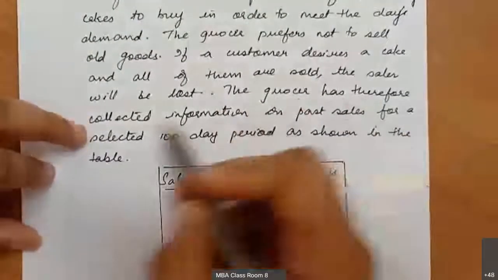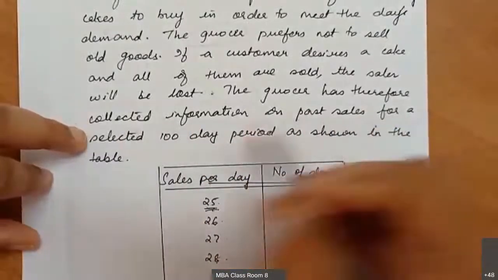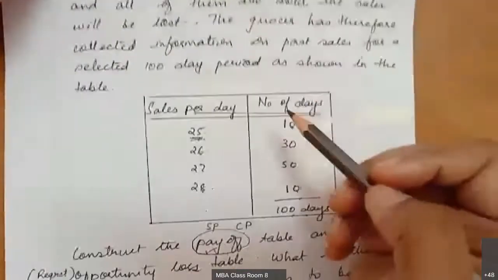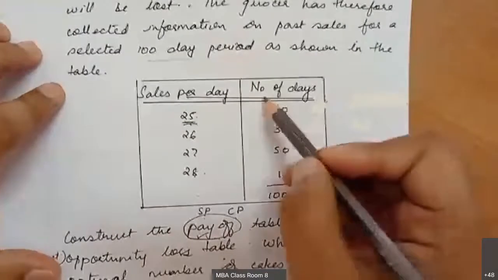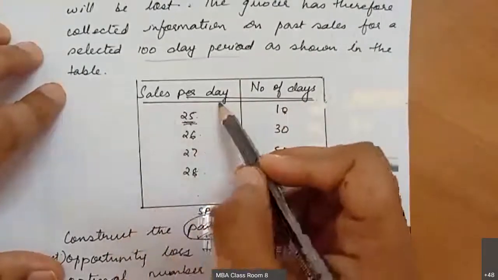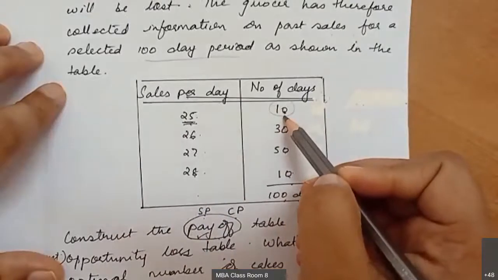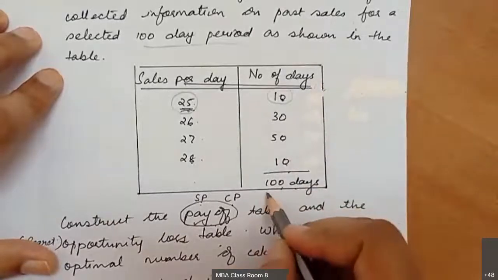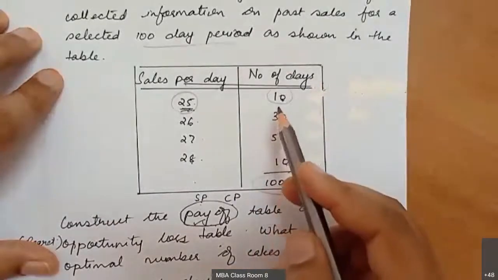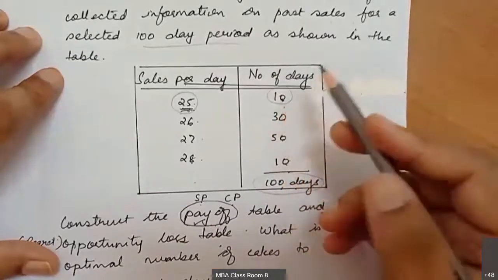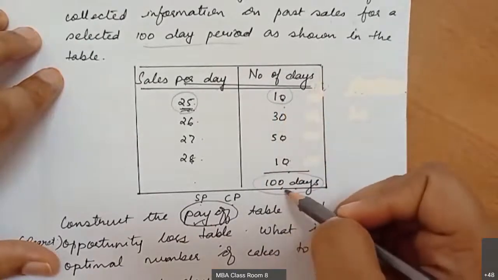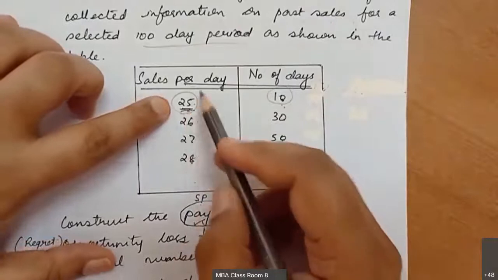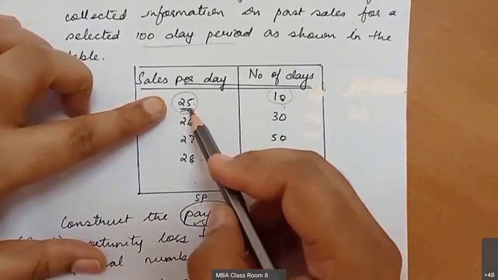Next one. The grocer has therefore collected information on past sales for a selected 100-day period as shown in the table. In the table, the number of days and the sales per day are mentioned. For 10 days, 25 cakes were sold. We are taking a period of 100 days, and the shopkeeper is taking the previous data so he can work with that data. In this 100 days, for 10 days, 25 cakes were sold. 25 customers came and took cakes.